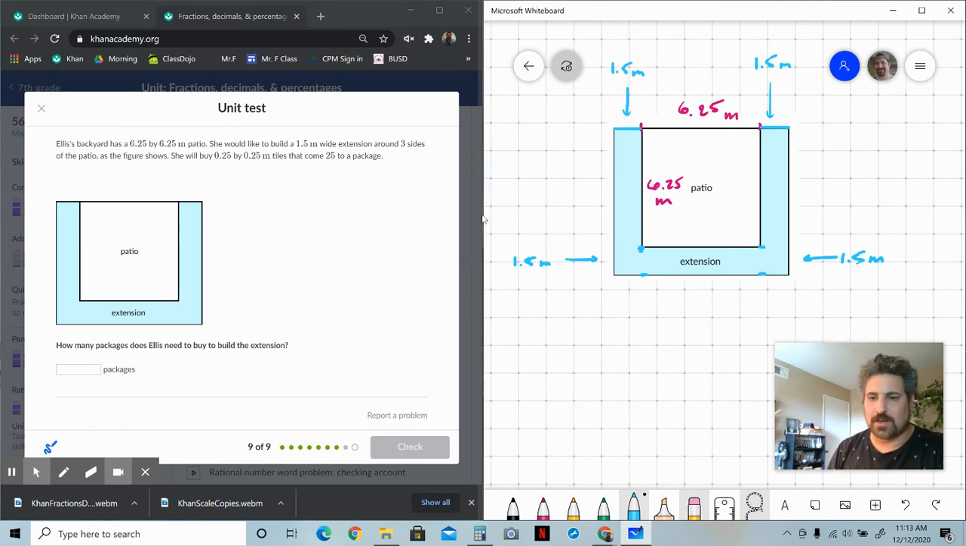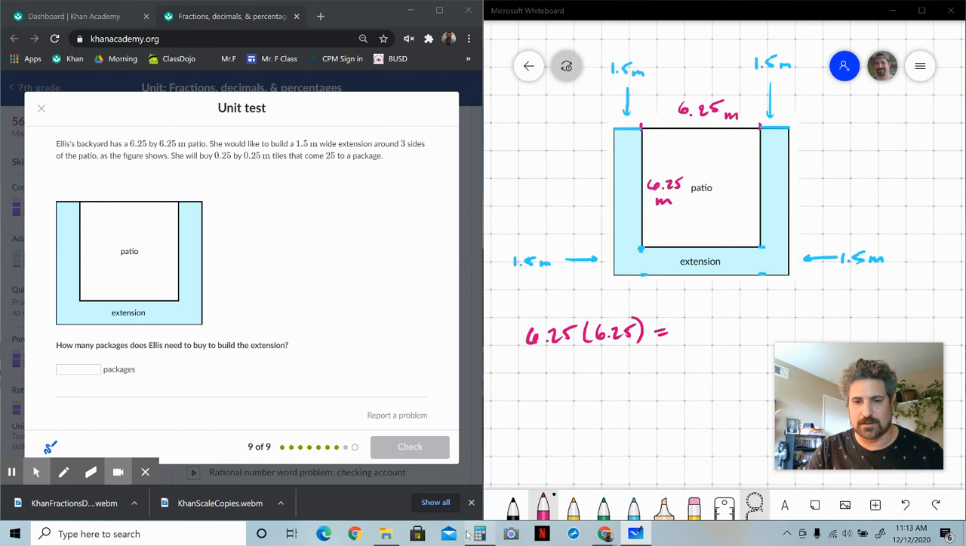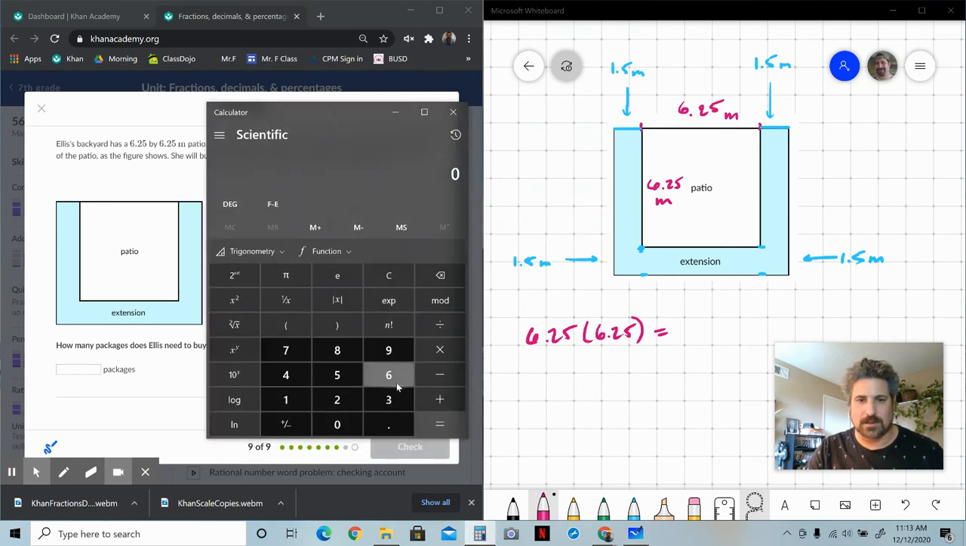So in this case, we're just going to start by saying, what is 6.25 by 6.25? 6.25 times 6.25 is the entire patio itself. So that's the area of the patio. And so the area of the patio is, let's interpret that, 6.25 times 6.25. That's 39 point, oh, that's funny. Wouldn't have thought it'd be that.